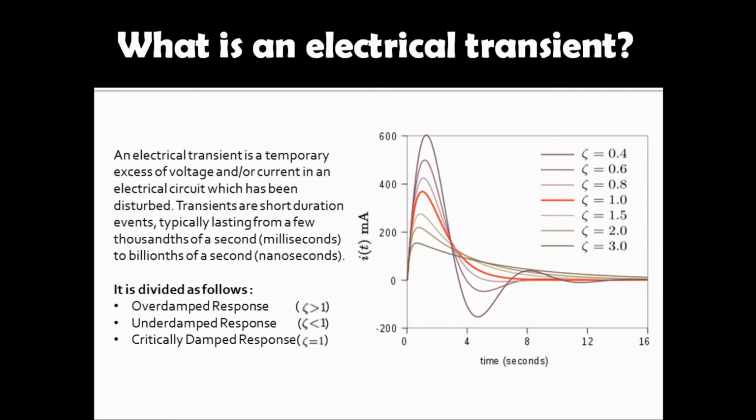They are divided into three parts: overdamped response, where zeta is greater than 1; underdamped response, where zeta is less than 1; and critically damped response, where zeta is equal to 1. In the graph you can see the transient response of various underdamped, overdamped and critically damped circuits as a return to equilibrium.